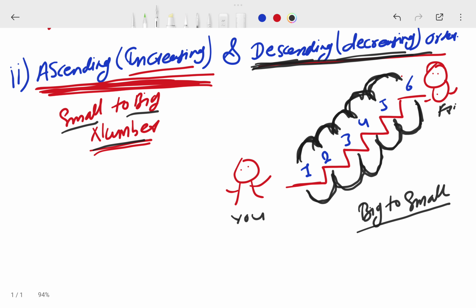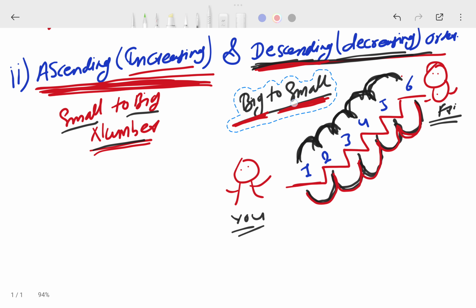So generally, your friend is here and wants to come to you. Your friend is on the 6th step, he comes to the 5th step. Is it increasing or decreasing? It's decreasing. Descending order means when you are coming from a big number to a smaller number. You are on the 6th, you come to the 5th, 5th to the 4th, 4th to the 3rd, 3rd to the 2nd, 2nd to the 1st. So you are coming from the bigger number to a smaller number, and that is called descending order.